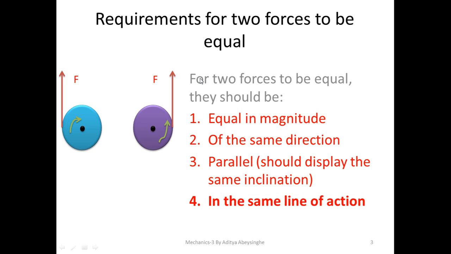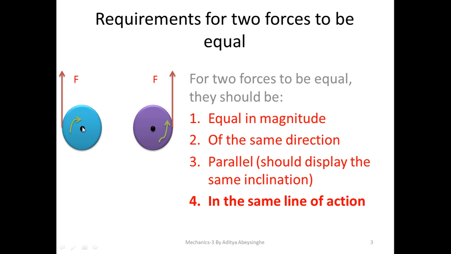If this is the horizontal and this force makes 30 degrees with the horizontal in this direction, you can also make 30 degrees with the horizontal in this direction, this direction, this direction, or this direction. So there are four directions you can choose from to make 30 degrees with the horizontal. But since they should be of the same direction to be equal, these forces should be like this, right? In the same direction as well as of the same inclination.